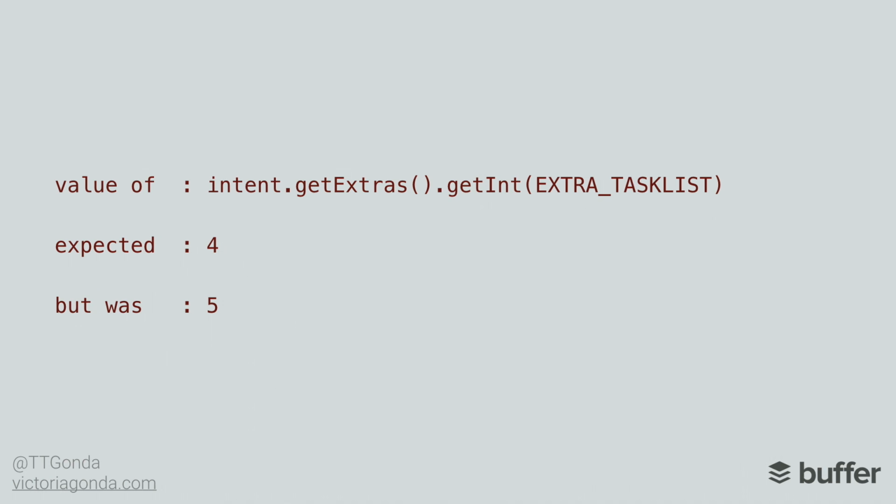And then one more. Even checking for integers can be more understandable. So here we see that we're testing for the value of intent get extras get int extra task list. We expected it to be 4, but it was 5.